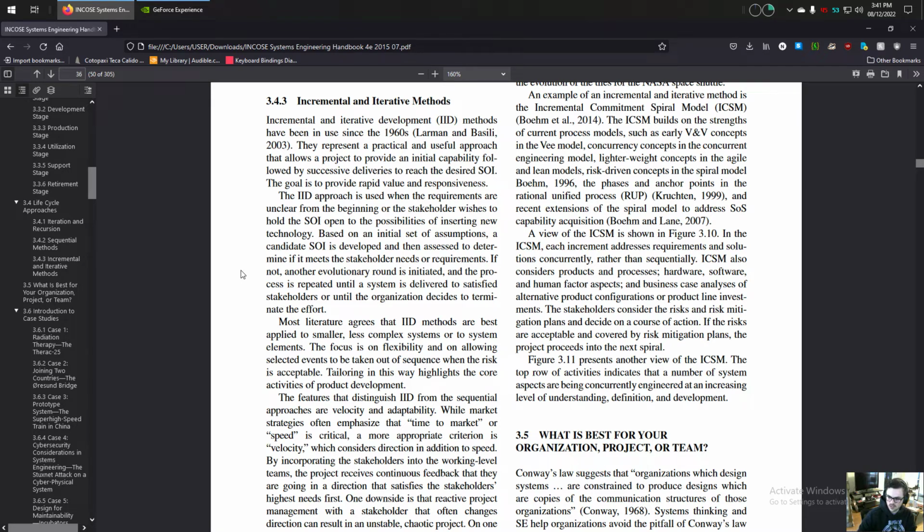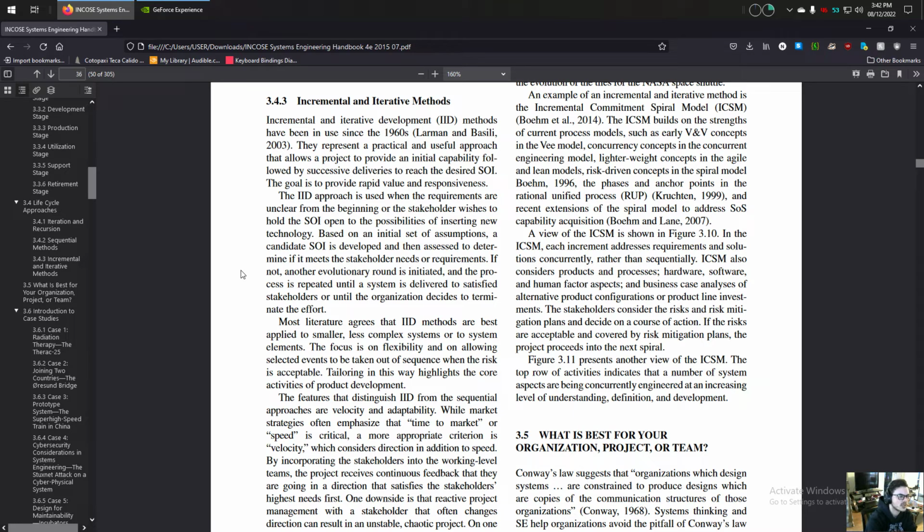Most literature agrees that the IID methods are best applied to smaller, less complex systems, or to system elements. The focus is on flexibility and on allowing selected elements to be taken out of sequence when the risk is acceptable. Tailoring in this way highlights the core activities for product development. The features that distinguish IID from the sequential approaches are velocity and adaptability. While market strategies often emphasize that time to market or speed is critical, a more appropriate criterion is velocity, which considers direction in addition to speed.